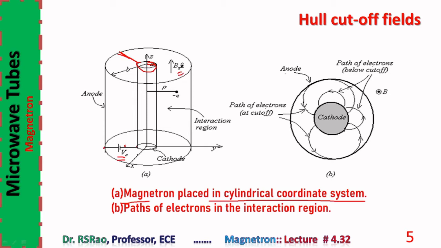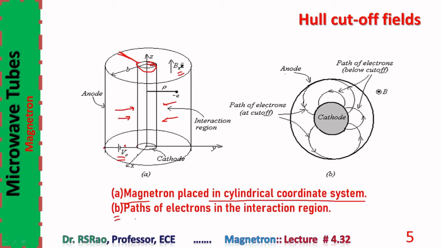A DC magnetic field is applied to the device. The magnet is not shown here. Therefore, in the interaction region, there exists a radial electric field. Radially inwards, the electric field is like this, towards the cathode, and an axial magnetic field. And because of noise, one rotating RF field also exists in the interaction region.